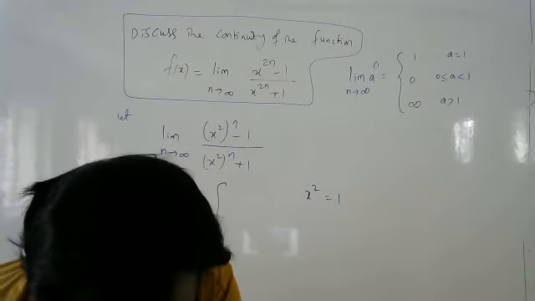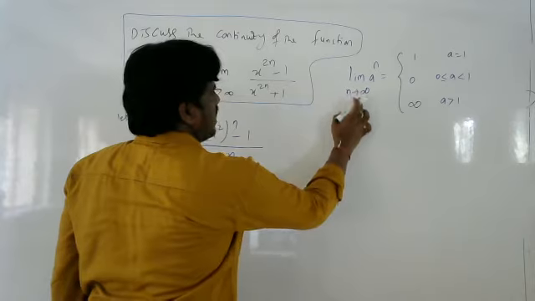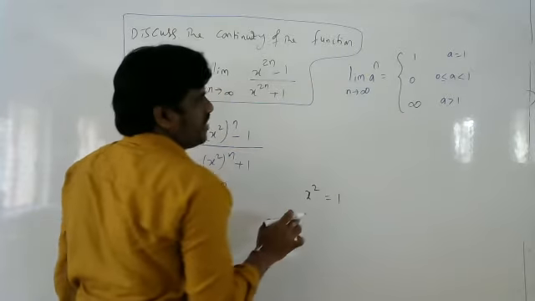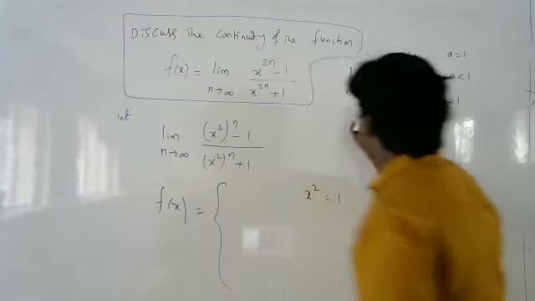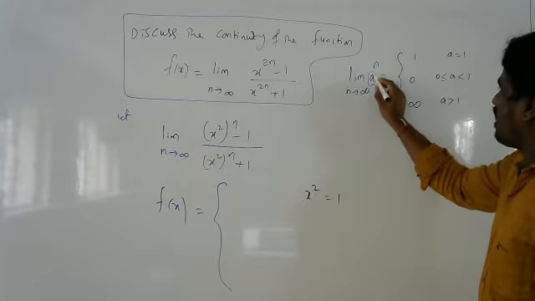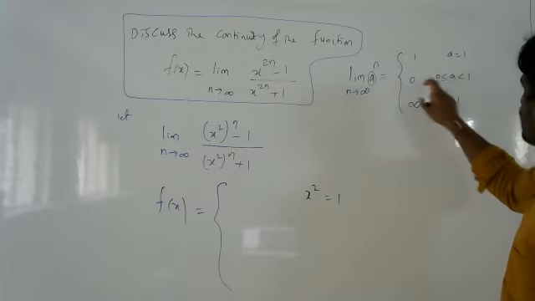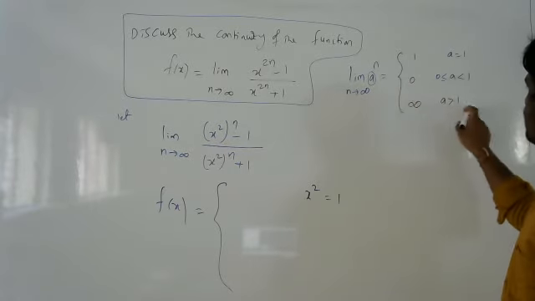Start again. See, the reason is, see here: limit n tending to infinity, a power n. Whenever you have limit n tending to infinity a power n, here a can be anything. This a can be equal to 1, or can be between 0 and 1, or can be greater than 1.